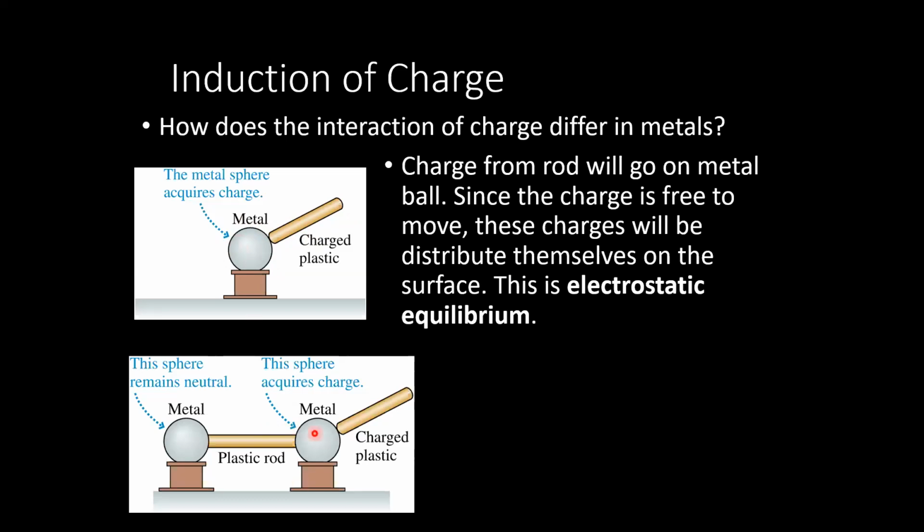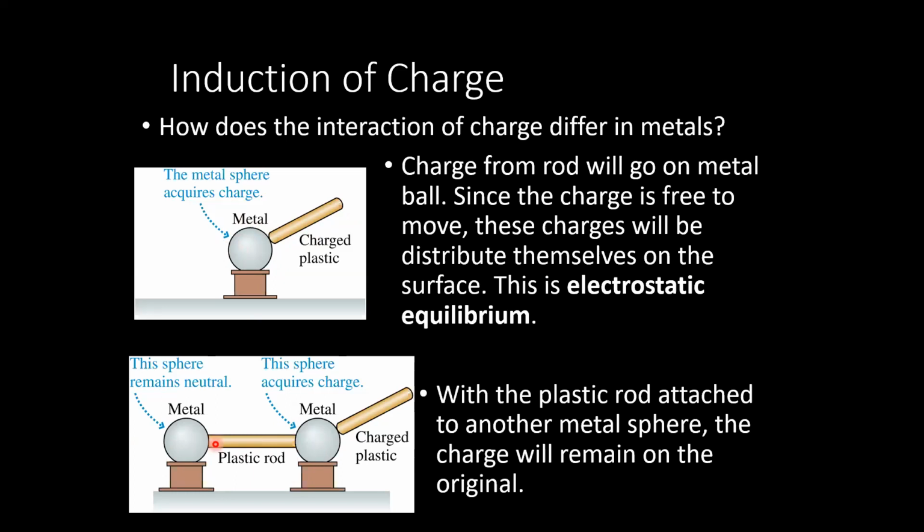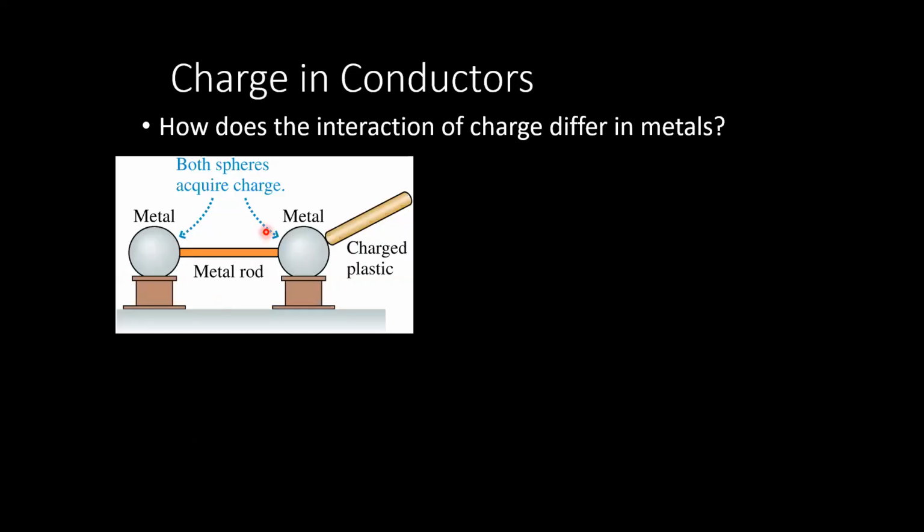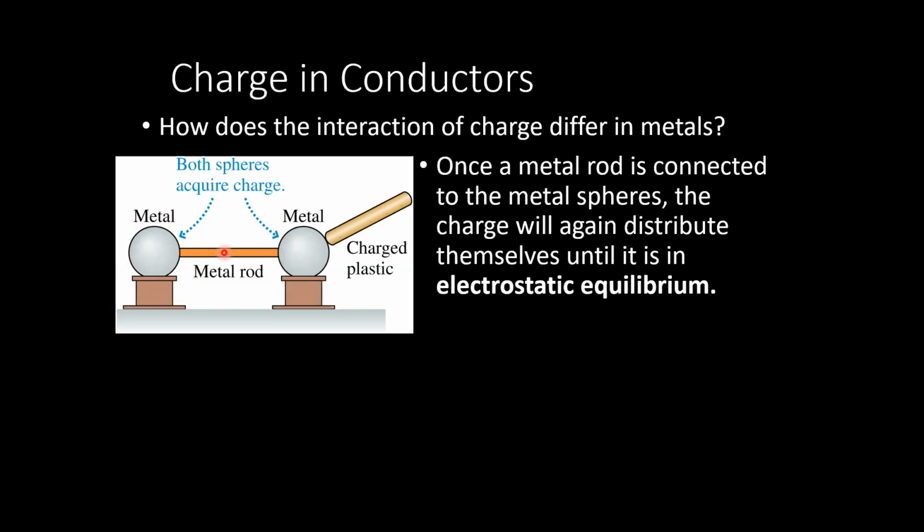If I connect these two metal spheres together by a plastic rod, nothing's going to happen, right? We talked about this in an earlier slide. The metal sphere that got the charge in the first place is just going to keep that charge, and the other one is going to stay neutral. If I connect them with a metal rod, because it's metal, the charges are going to disperse themselves evenly around this whole thing, around the metal sphere, and even along the metal rod, so that electrostatic equilibrium can be reached.